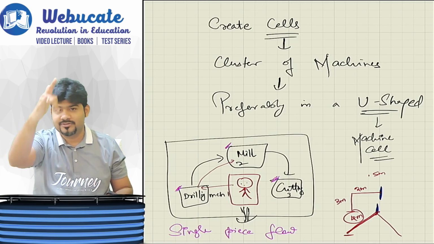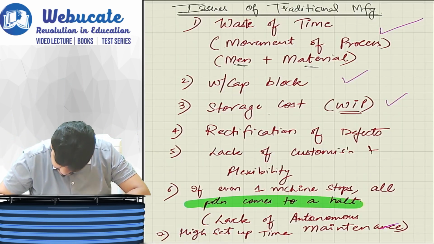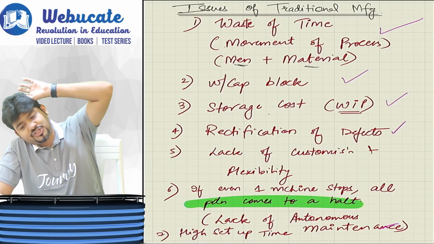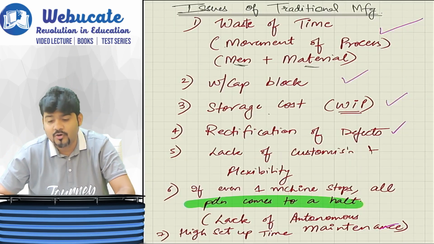So, rectification of defects, which used to happen at the last stage, and as a result of which the whole process cycle used to be repeated, will now not happen.